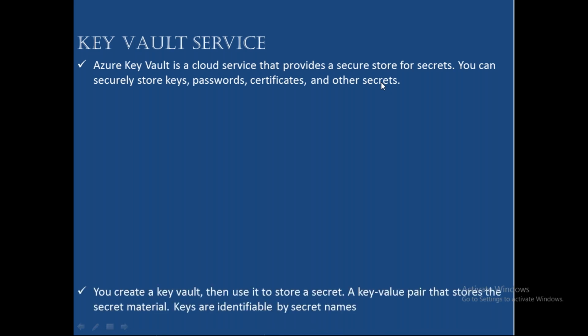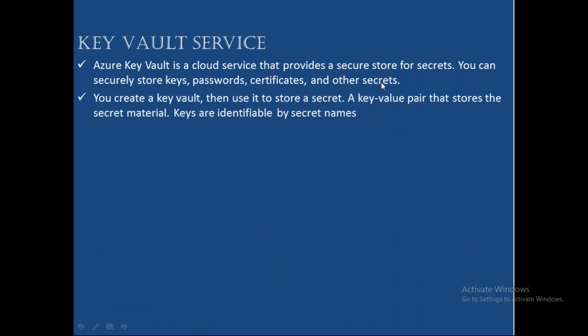Next, you create a Key Vault, then use it to store a secret. Basically, you need to create a Key Vault service. In that, you are going to create something called secrets. A secret is nothing but a key and value pair. You will have a secret name. You just have to provide your secret name, and under that, you put the actual password, actual key, or actual certificate. Now, if you want to access the actual password, you need to use this key. This key is nothing but a secret name. A key value pair stores the secret material, and keys are identifiable by secret names. Key is nothing but your secret name.